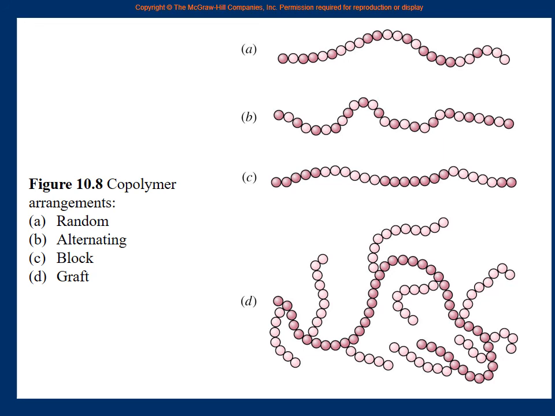But these are not simple polymers. There are two types of polymers, one type of polymer and the other type of polymer, and they are joining together to make a copolymer. Okay.